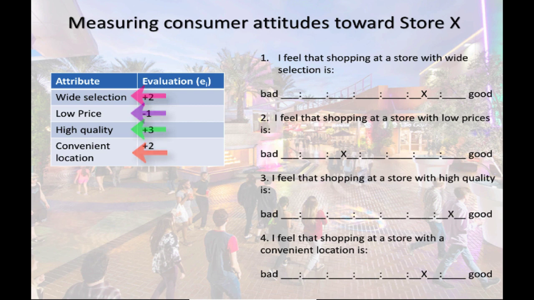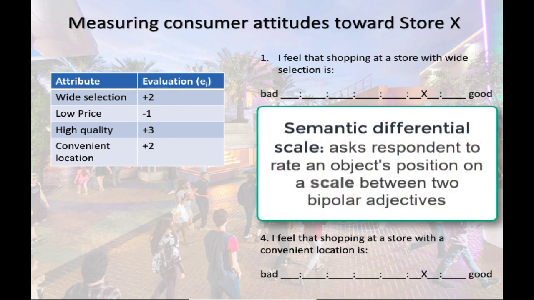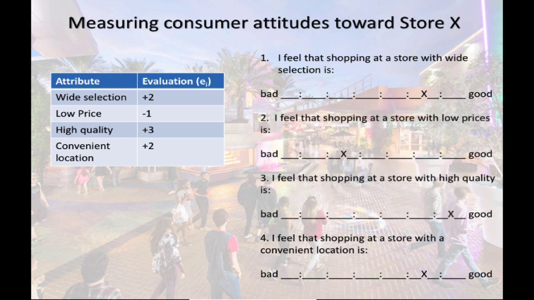This is called a semantic differential, where you have opposite pairs of descriptors, such as bad, good, could be favorable, unfavorable, for the evaluation of each attitude attribute. So you see that each question says, I feel, I feel, I feel. So this is the consumer's evaluation of how good or bad the attribute is.